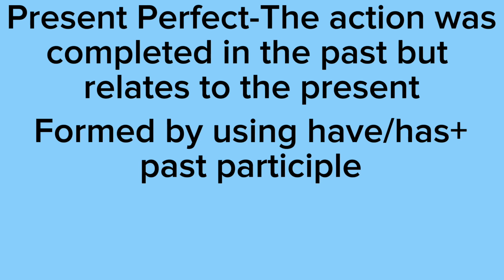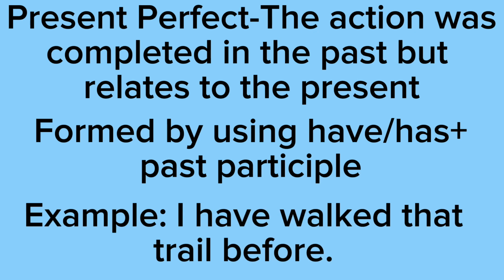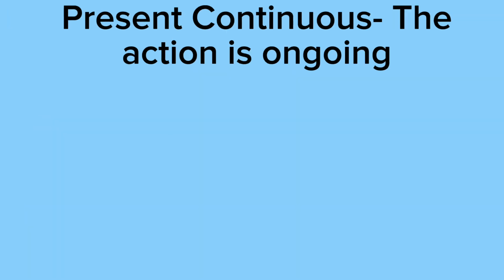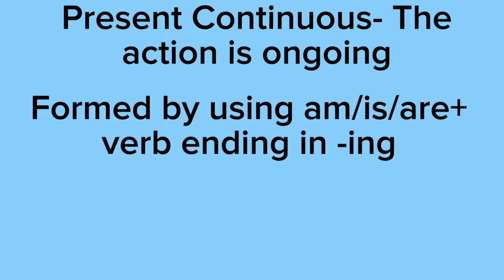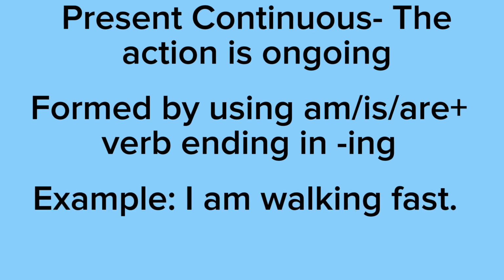So yes, as you can see, we followed the formula and we used have plus the past participle, which is walked. Next, we have present continuous, which is pretty simple. The action is ongoing. This is formed by using am, is, or are, depending on the subject, plus the verb ending in ing. So our example says, I am walking fast.